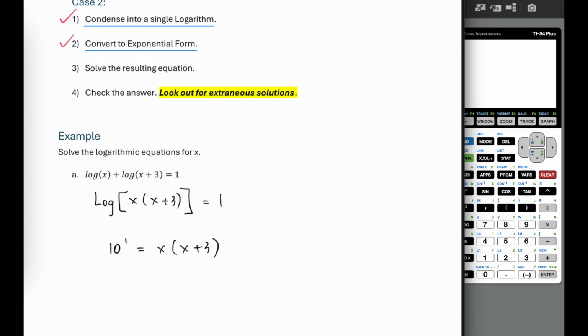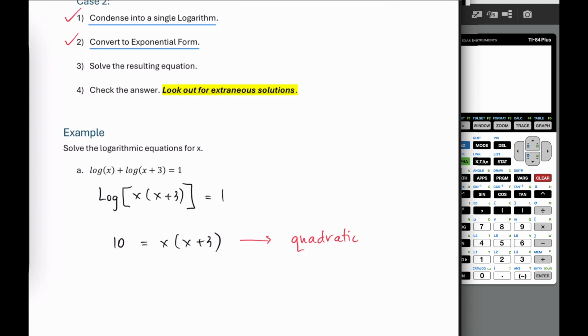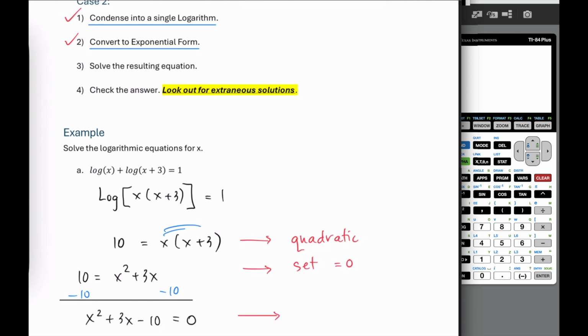After we've converted to exponential form, we want to reassess and determine what type of equation it is now. Hopefully we can recognize that this one is quadratic. And when we recognize an equation as being quadratic, it's best to set that equal to 0 so that we can then decide which method we'd like to use to solve the quadratic. So we'll start by distributing the x into the parens, and then we'll subtract 10 from both sides. Let's also reverse the side so we get x squared plus 3x minus 10 on the left and 0 on the right.